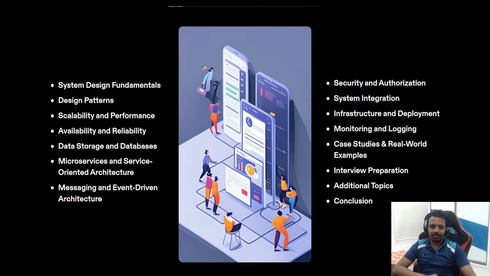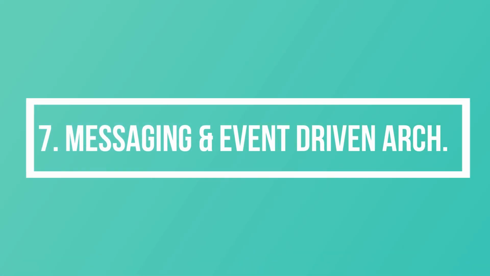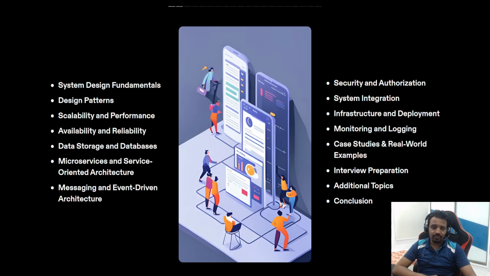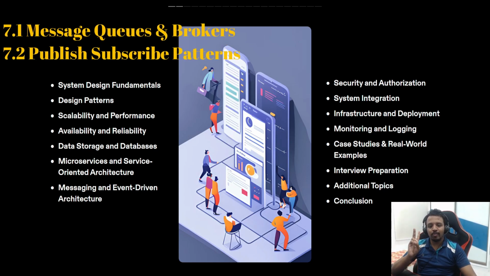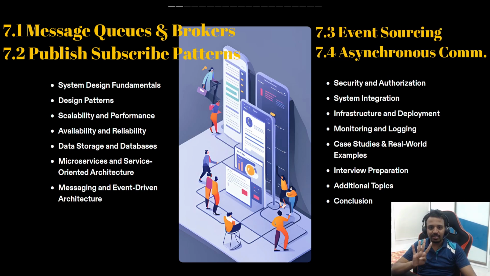Okay, now with that we are going to move to topic 7, which is all about messaging and event driven architecture. Again we have 4 subcategories decided as of now. First, message queues and brokers. Second, publish subscribe patterns, my bad. Then event sourcing, then asynchronous communication. Since we are learning about asynchronous communication, we'll have terms called synchronous, asynchronous and many more. At that time we will see.